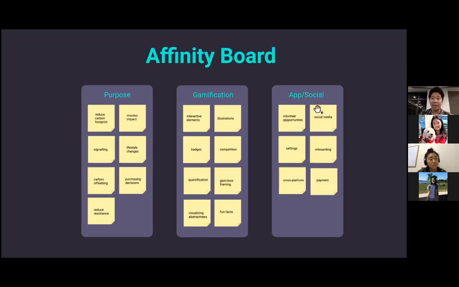And then at the end is app and social. These are other features that could address the potential needs of the users, right? Volunteer opportunities, we're thinking of community. So I was thinking, let's do some volunteer listings on this app. Next, we did social media, so you could share. Another thing was just settings.